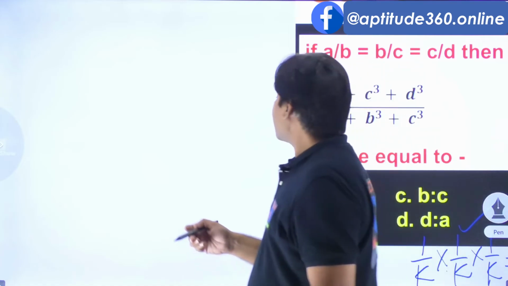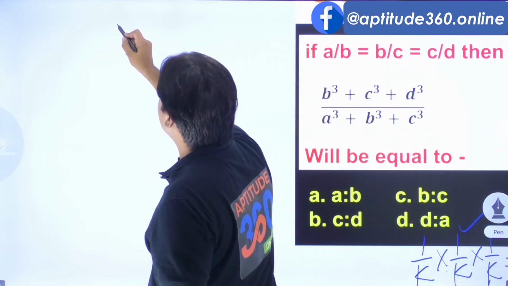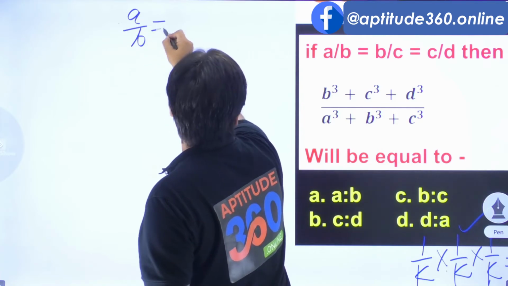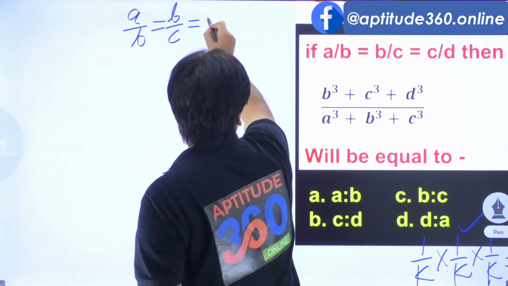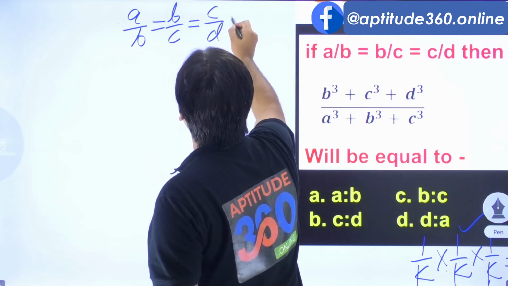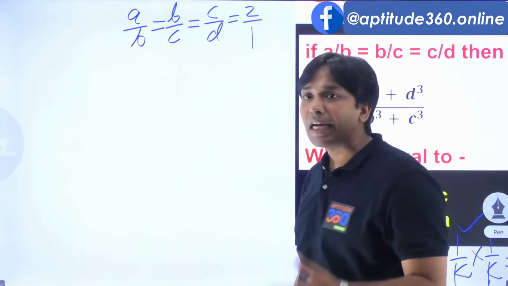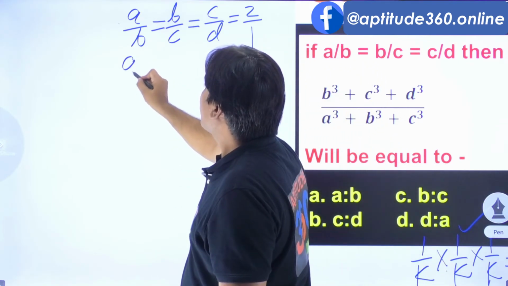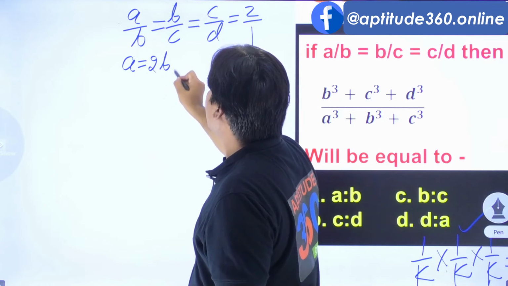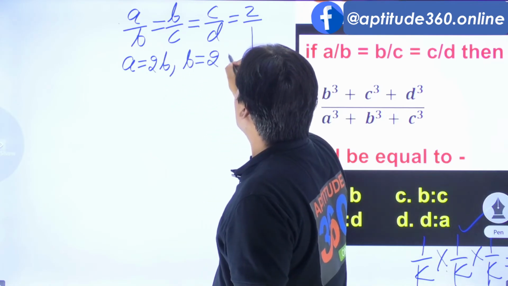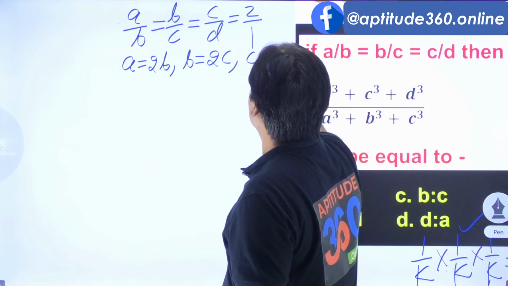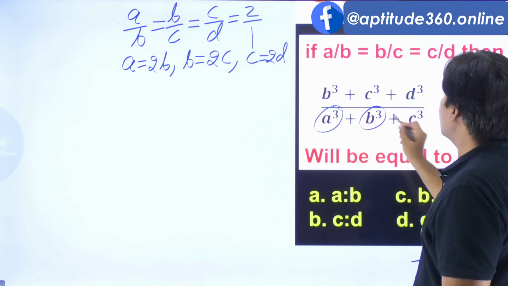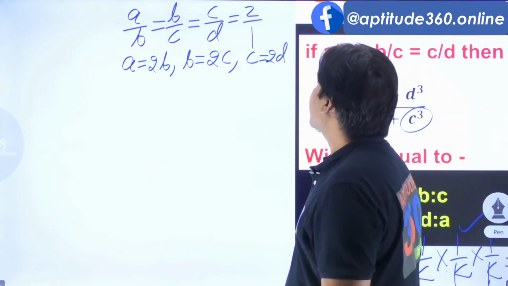I can say that what if I write a by b is equal to b by c is equal to c by d. This I take as 2 by 1, है ना. एक कन्वीनियंट सी वैल्यू उठा लेते हैं. कन्वीनियंट सी वैल्यू उठा लेंगे तो वो हमारे लिए आसान हो जाएगा. तो a will become 2 times of b, will become 2 times of c, and c will become 2 times of d. So if you plug in these values out here, probably ये आपके लिए simplified हो जाएगा, है ना.